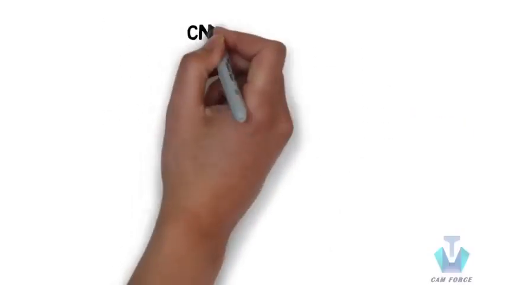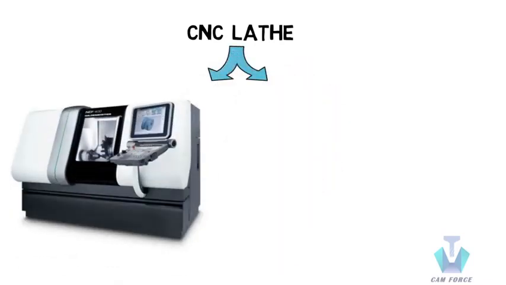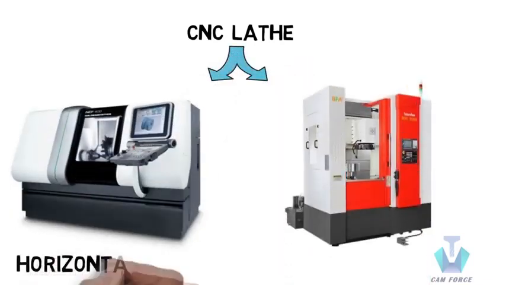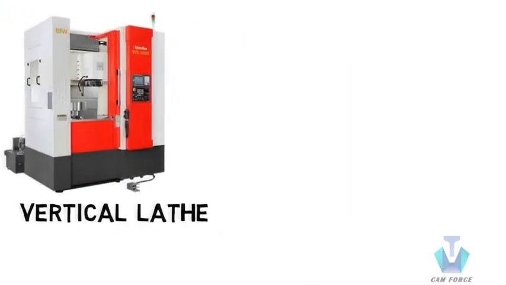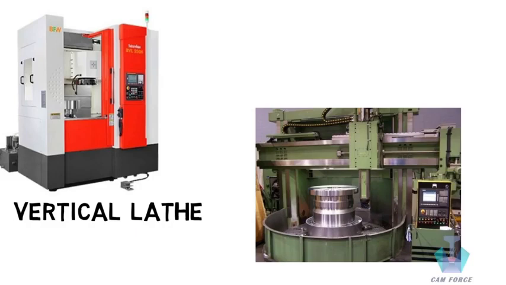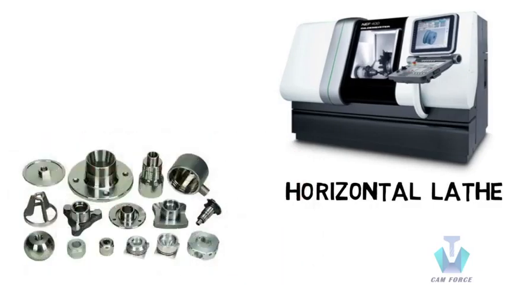This video will help you to familiarize the parts of a CNC turning center. Generally, turning centers are of two types: horizontal turning center and vertical turning center. The vertical turning centers are used for heavy components. Horizontal types are used widely for general applications.